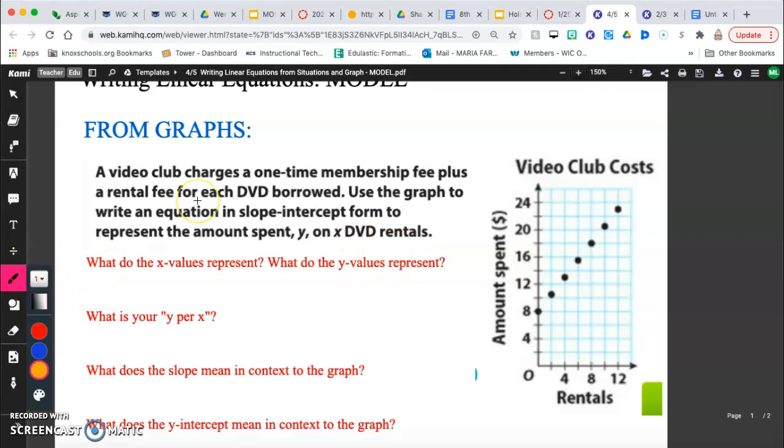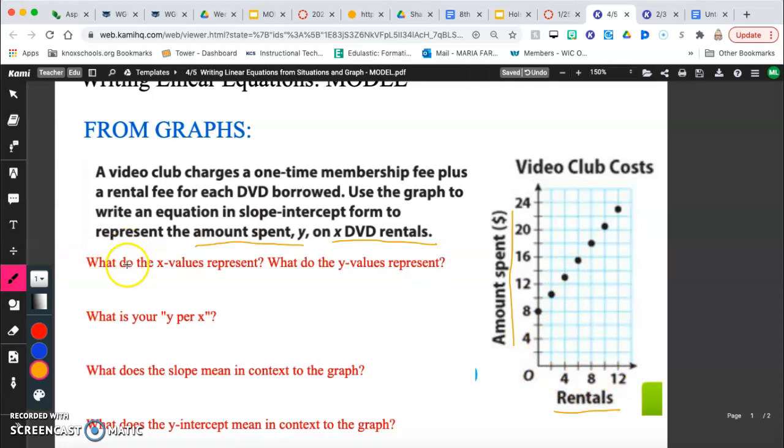Now this problem gives you extra clues as to what the X and Y values represent. It tells you in the problem that we're looking at the amount spent on DVDs is your Y and the X value is the DVD rentals. We don't necessarily need that because we have a graph that tells us the same thing. When you have a graph, look at the labels along the Y and the X axis. Here along the Y axis, it again tells us that the amount spent on DVDs is our Y and that the rentals, the number of DVD rentals, is going to be our X value.